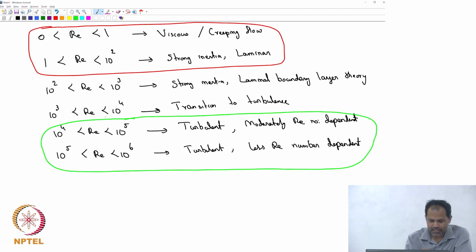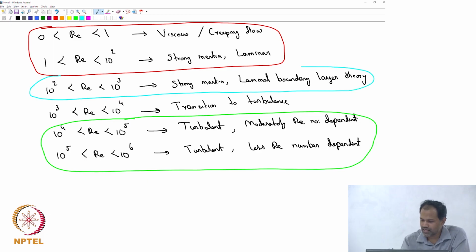Just to mention the one in between: this is still laminar flow, but there is something called laminar boundary layer theory, which we will probably touch upon towards the end of the class. Such theories are very useful in that Reynolds number regime.